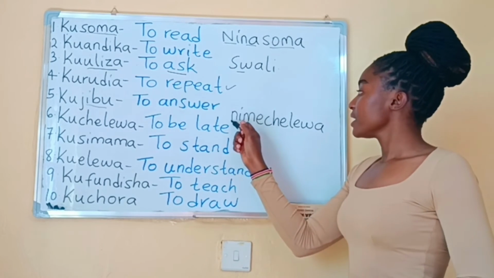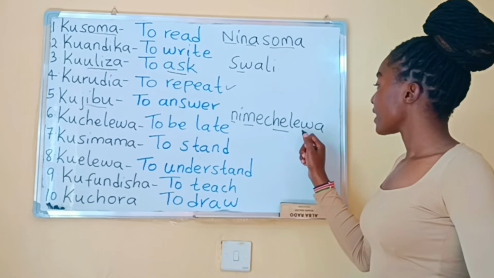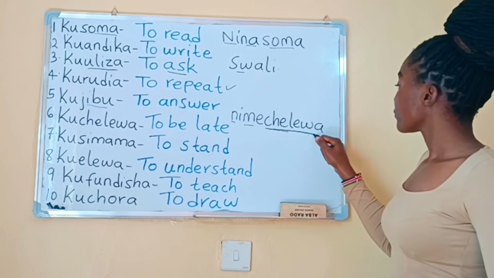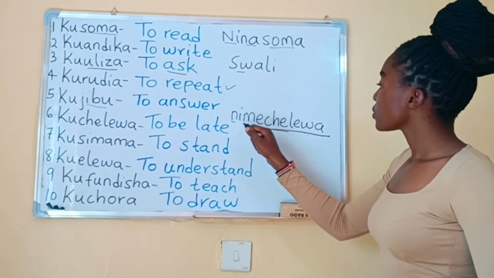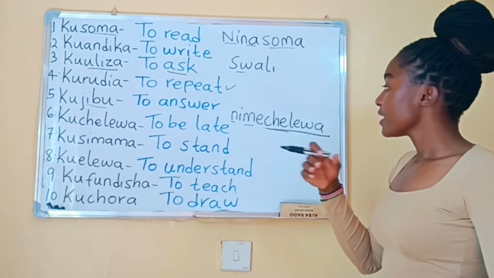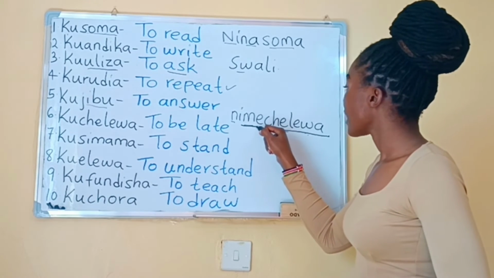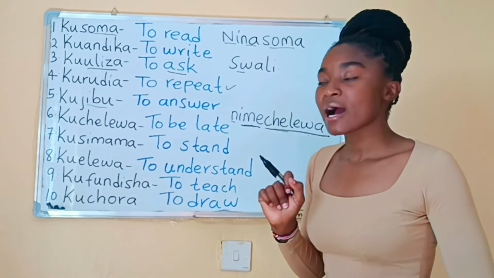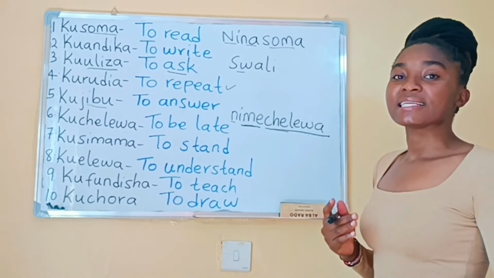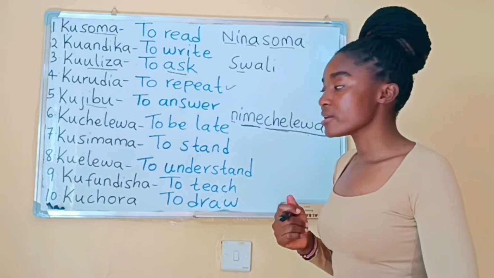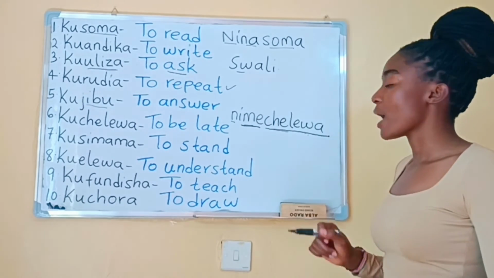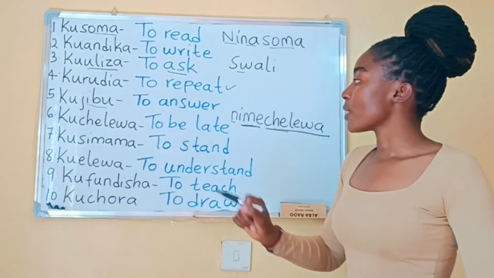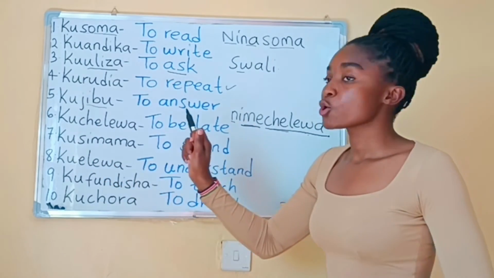Nimechelewa. So here we have a root verb, chelewa, which means be late. So ni, I, and then this me here is our present perfect tense, which means like you are already late. Okay? So you say nimechelewa. I'm late. So the verb is kuchelewa, which means to be late.